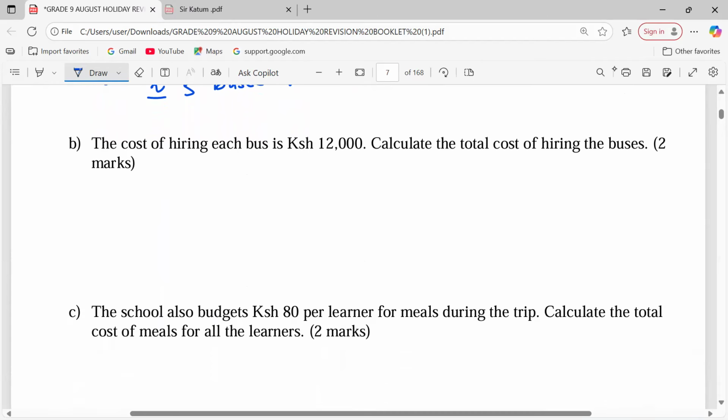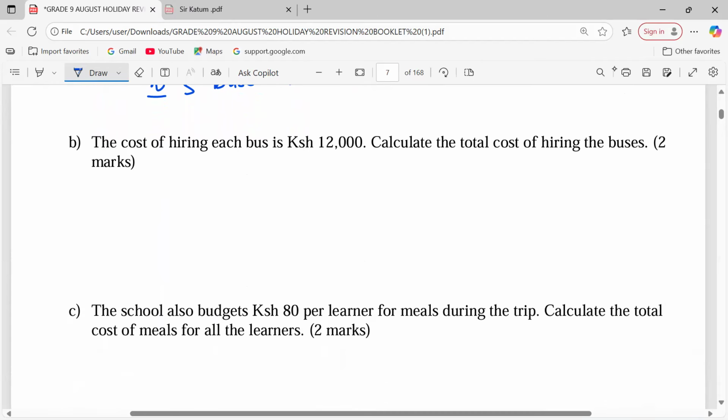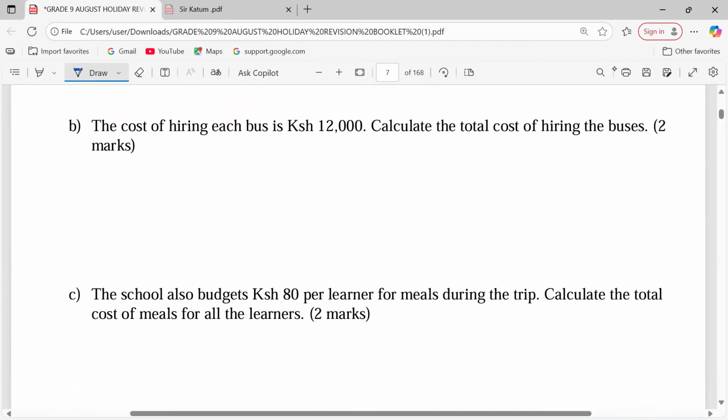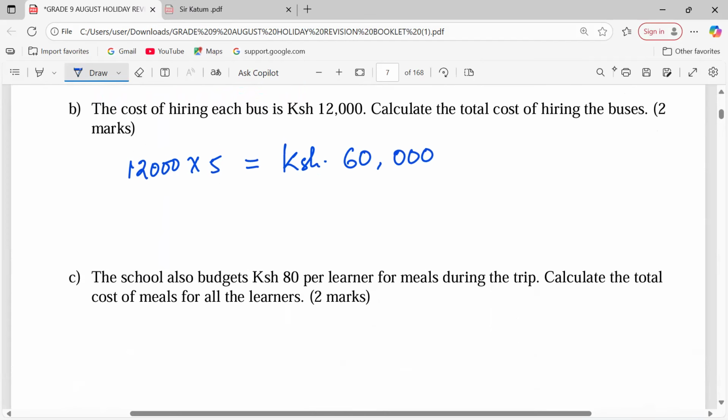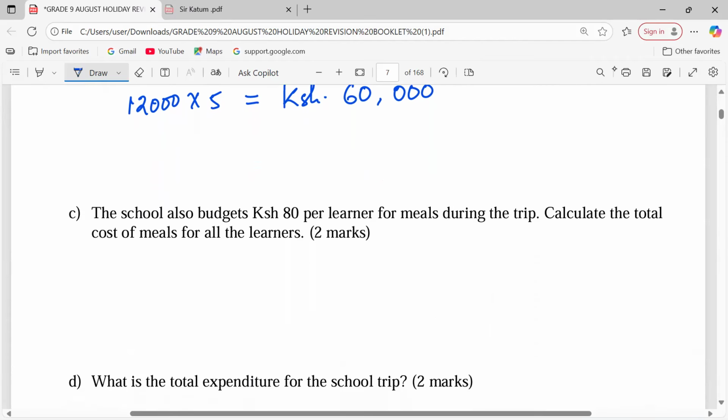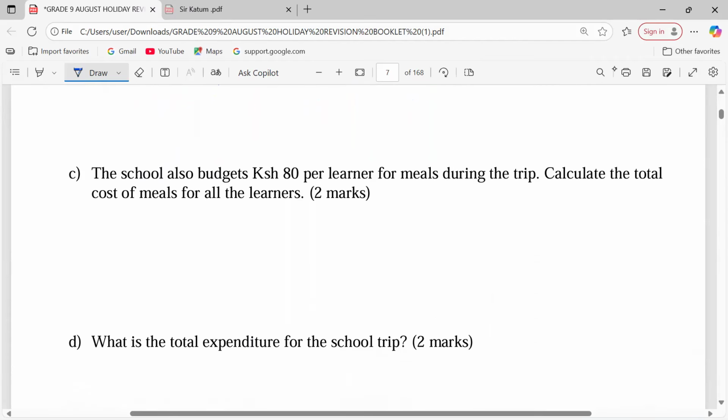Nevertheless, the cost of hiring each bus is 12,000 Kenya shillings. Calculate the total cost of hiring the buses. 12,000 Kenya shillings, then 5 buses. So we need 5 times 12,000 to give us 60,000 Kenya shillings, so that we may manage to hire all the buses.